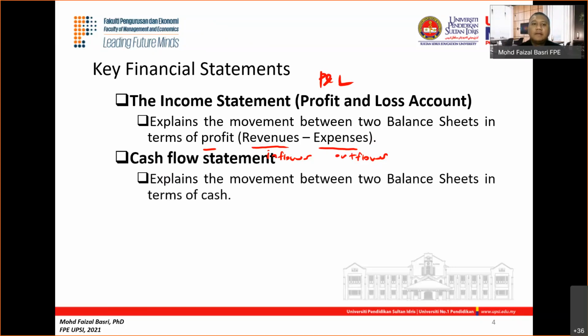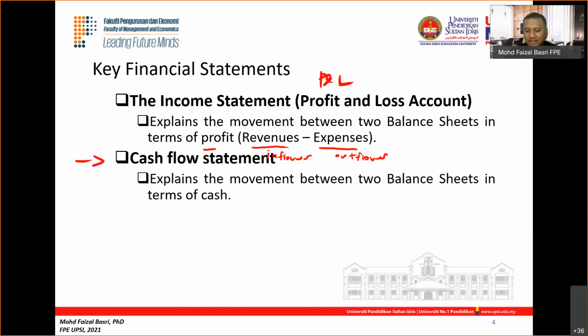Okay. On top of these two, the balance sheets and income statement, we actually have in total five different types of documents. Here we have balance sheets, the first one, and we have income statement, and the third here is the cash flow statements. If the income statement or the P&L is the movement between two balance sheets in the form of profits, the cash flow statement is in the form of cash, still between two years of balance sheets, but we just focus on the cash. Cash flow statement will be taken care of later in topic number three, when I will guide you in how to prepare the cash flow statements.